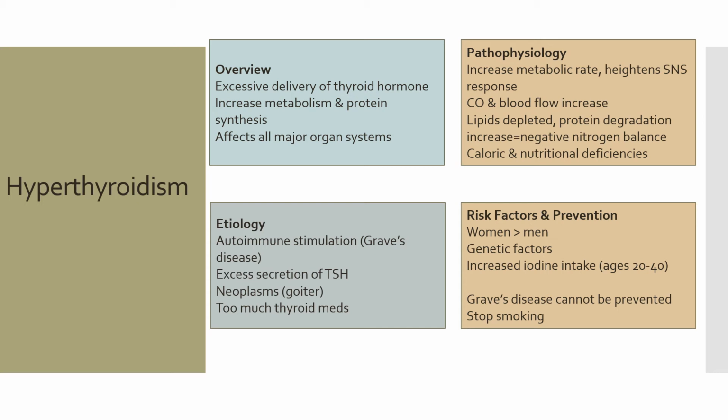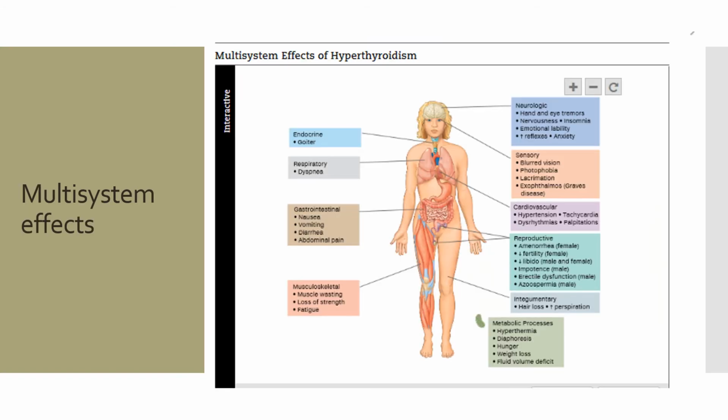Etiologies include autoimmune stimulation, such as in Graves' disease, excess secretion of TSH or thyroid stimulating hormone, neoplasms or a goiter, and if they have too much thyroid medication. Risk factors and prevention: women get it more than men. There are genetic components of hyperthyroidism, increased iodine intake, ages 20 to 40, and Graves' disease cannot be prevented, but one thing that we suggest is to stop smoking.